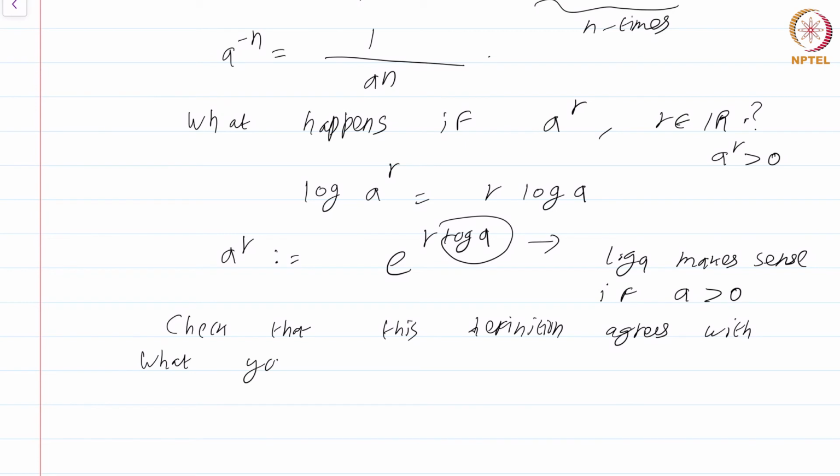What do I mean by this? For instance, a power 1 by n should be the nth root of a. So please check this. This is the definition of exponential.